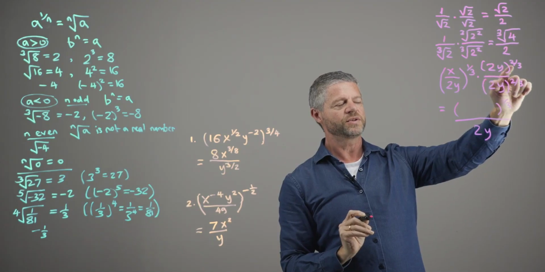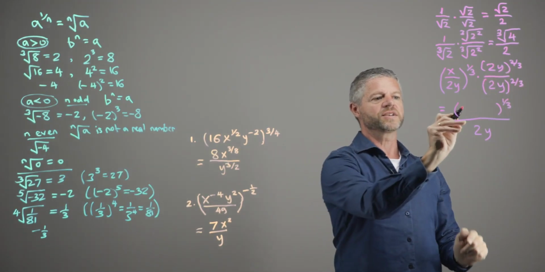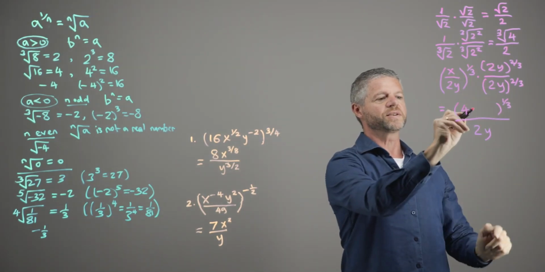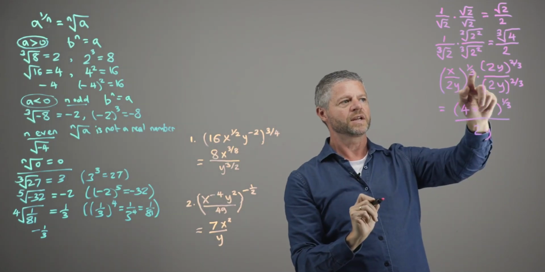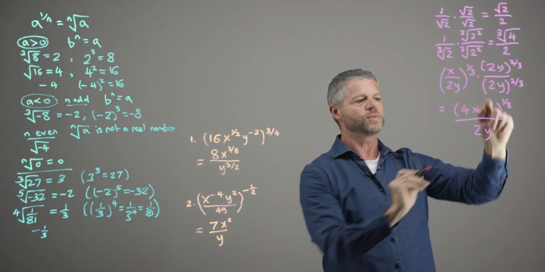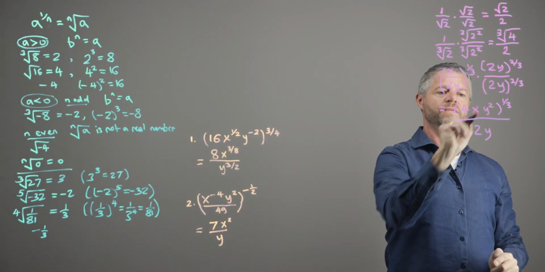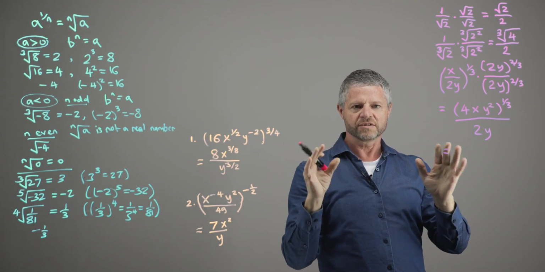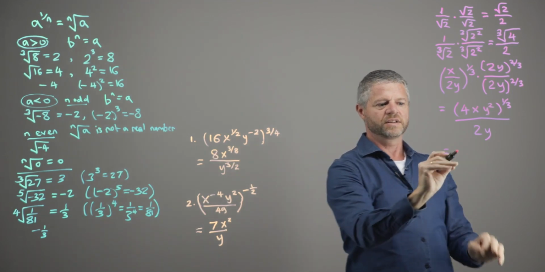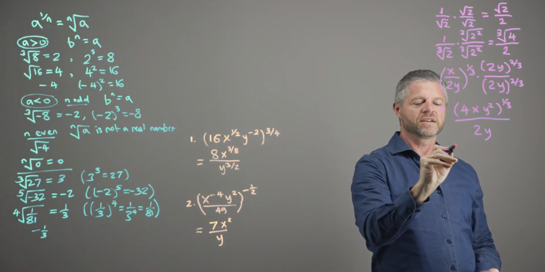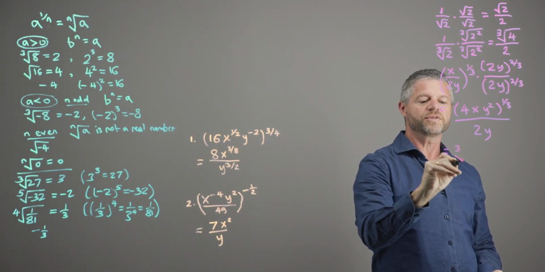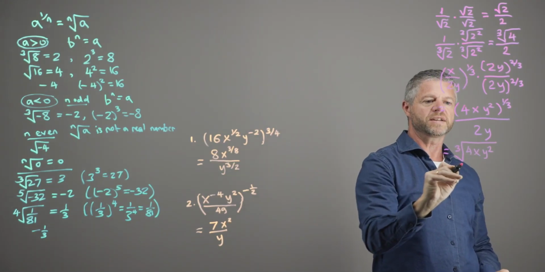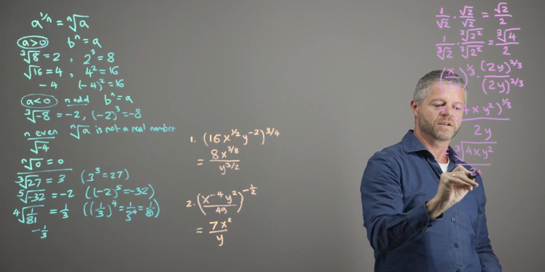So we've got 2 squared to the 1/3, so 4 to the 1/3 power. We've got x to the 1/3, and we've got y squared to the 1/3. So writing this using the radical notation, we'll have the principal third root of 4xy squared over 2y.